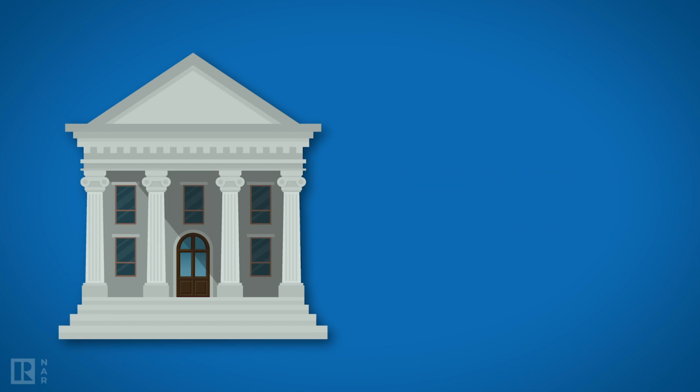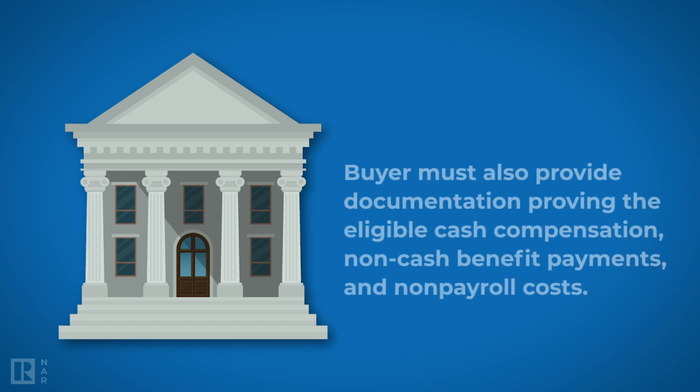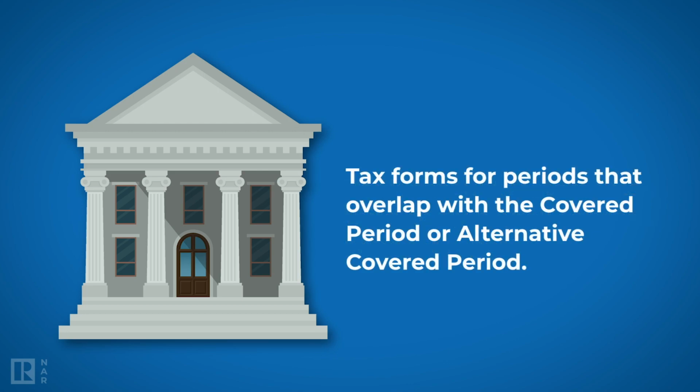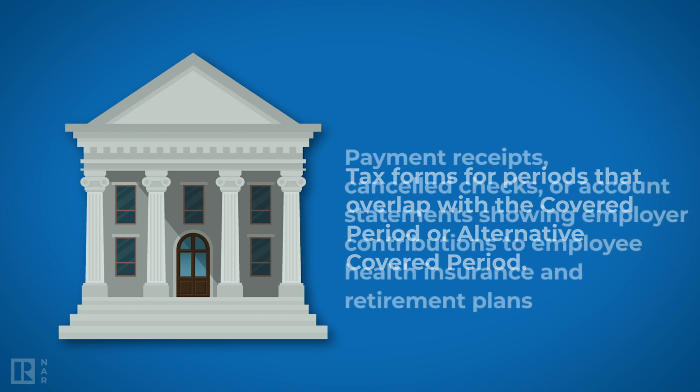With the application, the borrower must provide certain documentation proving the eligible cash compensation, non-cash benefit payments, and non-payroll costs during the covered period or alternative payroll covered period, including bank account statements or third-party payroll services provider report documenting the amount of cash compensation paid to employees, tax forms for the periods that overlap the covered period or alternative covered period, such as Form 941, and state quarterly business and individual employee wage reporting and unemployment insurance tax filings.